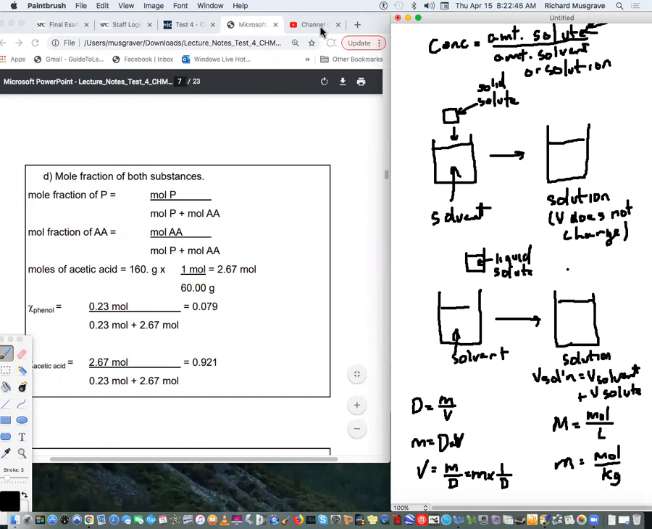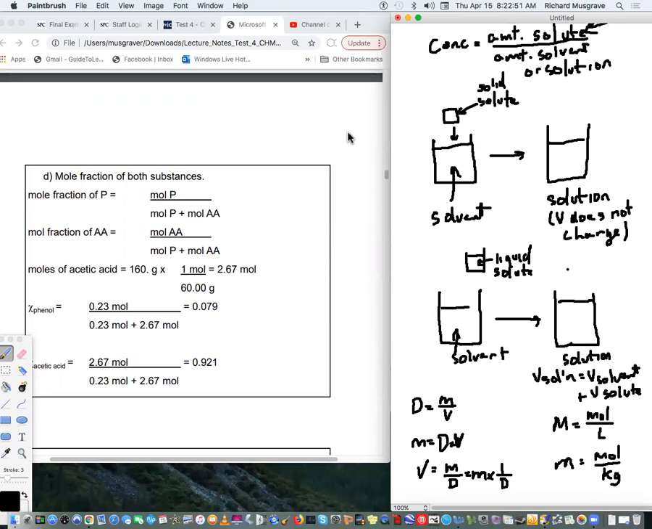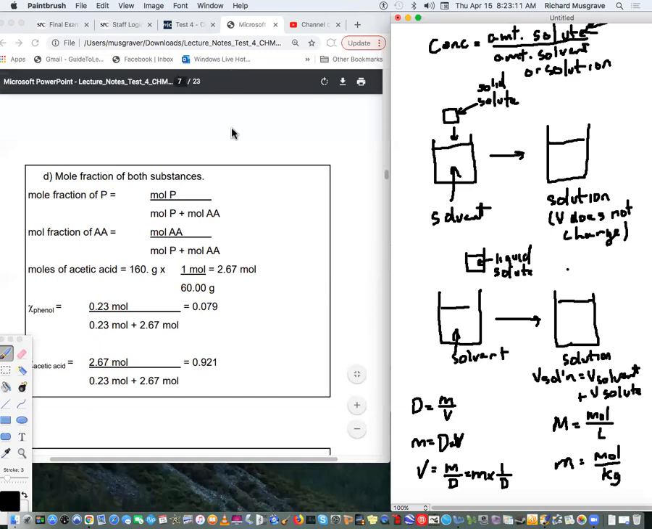All right, let me see how you feel about mole fraction. How do you feel about mole fraction? 5, 4, 3, 2, 1, 0. So any questions about mole fraction so far?